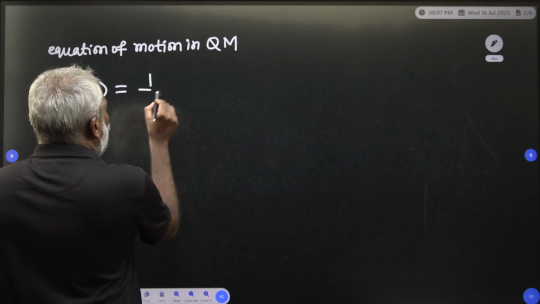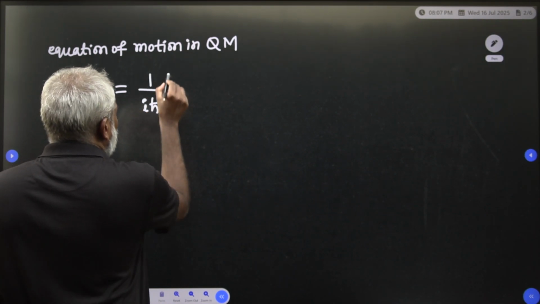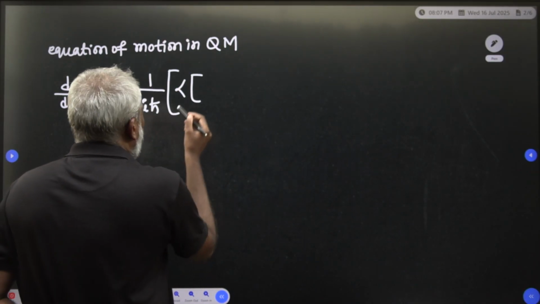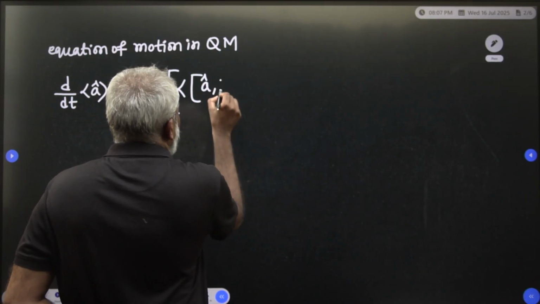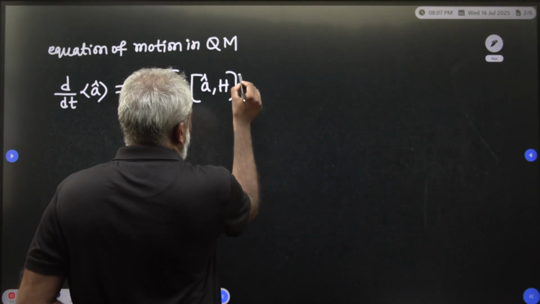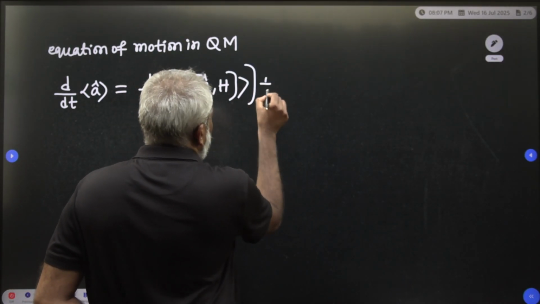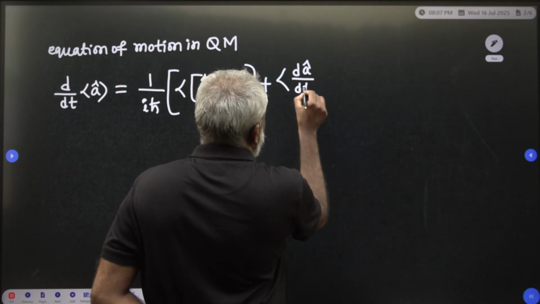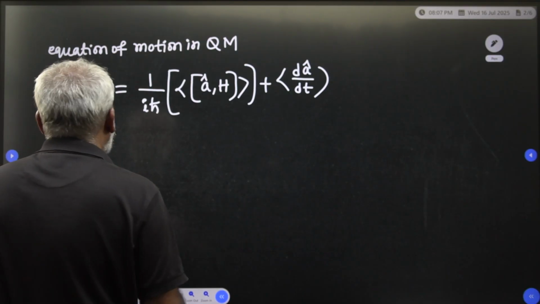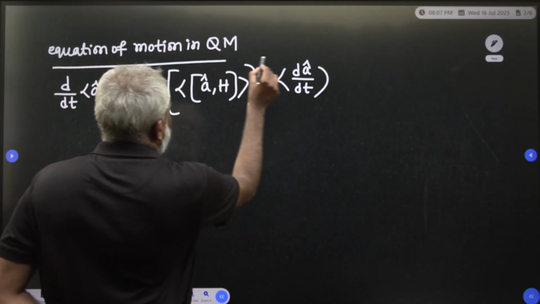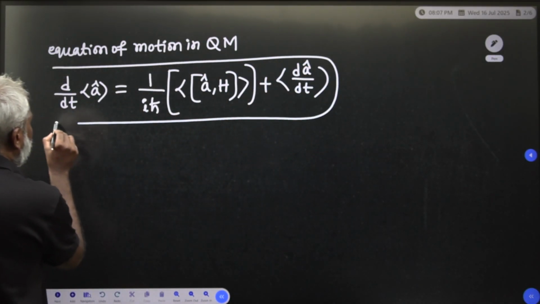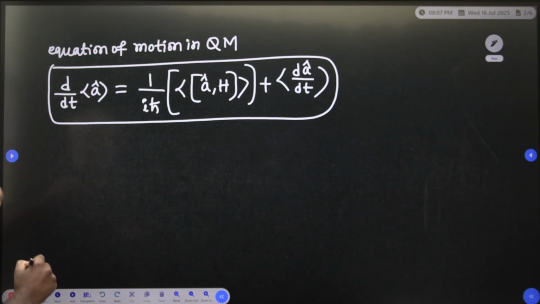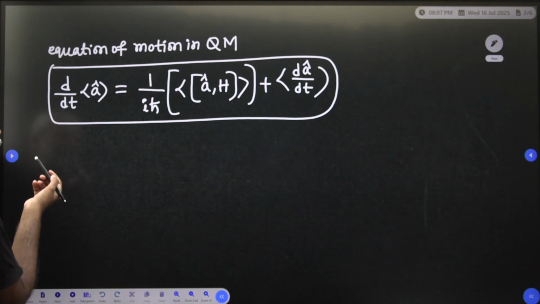It is equal to 1 by i h cut into the expectation value of the commutator of the operator A comma H, plus the average value of dA by dt. This is the equation of motion in quantum mechanics. Clear? So what do we have to write here?